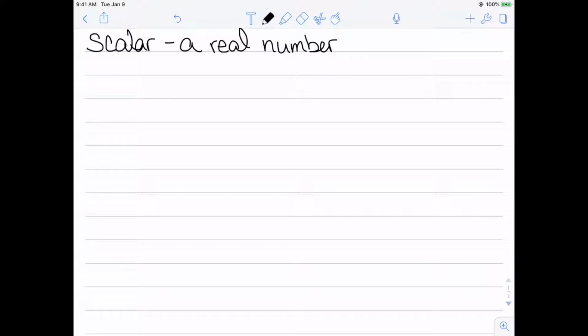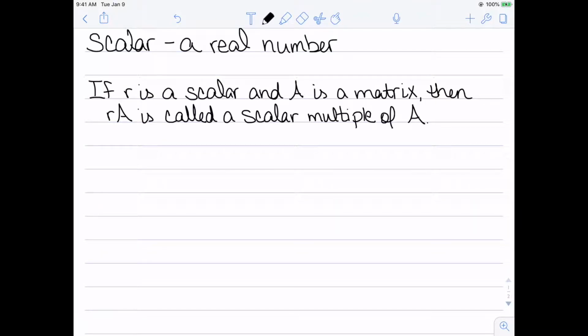There may be reasons to make this a complex number sometimes, but for us, a scalar is just going to be another word for a number. And if R is a scalar and A is a matrix, then we call RA a scalar multiple of A. And so this is the idea of scalar multiplication. I'm going to be multiplying a number and a matrix. And the way we do this is RA is equal to R times A sub ij. So essentially what this means is we're going to multiply every single entry of the matrix by this number.